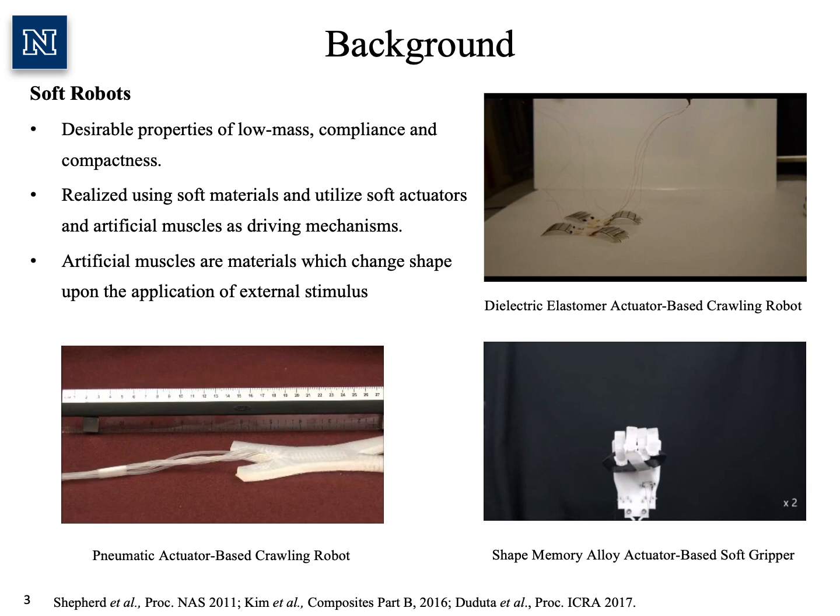Soft robots are realized using soft materials and utilize soft actuators and artificial muscles as driving mechanisms. Artificial muscles are materials which change shape upon the application of external stimulus such as heat or pressure. Unlike traditional actuators, artificial muscles exhibit many advantageous properties such as compliance, low mass, and high power to weight ratio. Commonly used artificial muscles are pneumatic actuators, shape memory alloy actuators, and dielectric elastomer actuators.